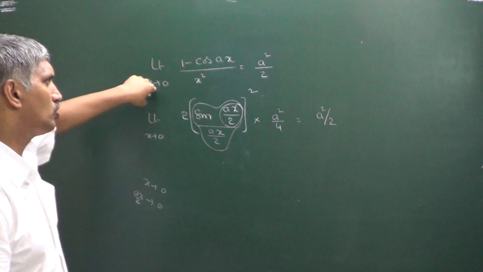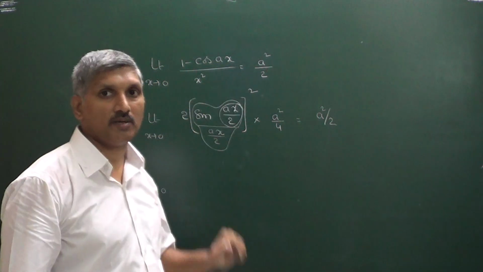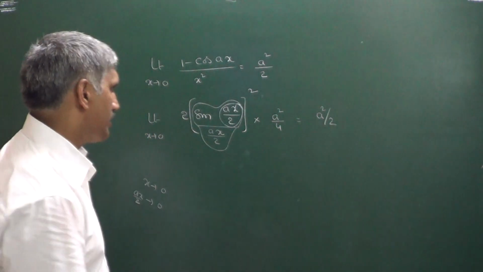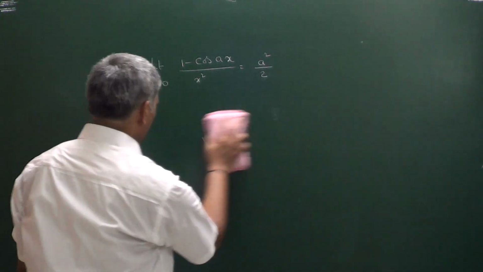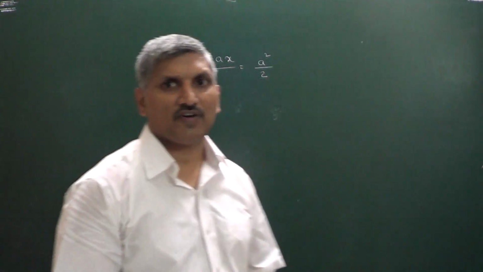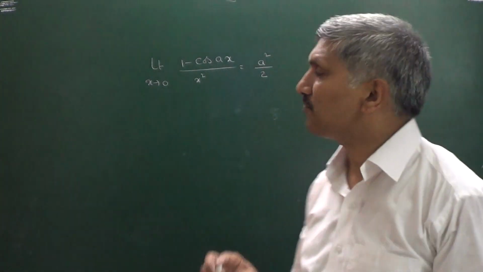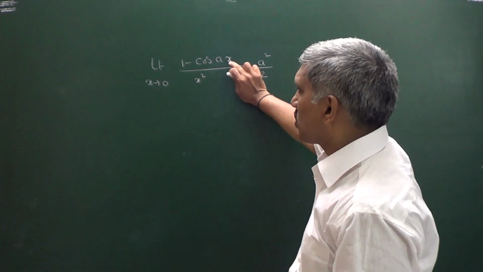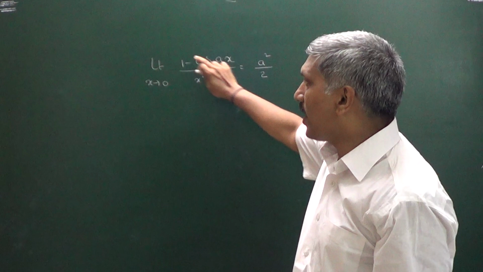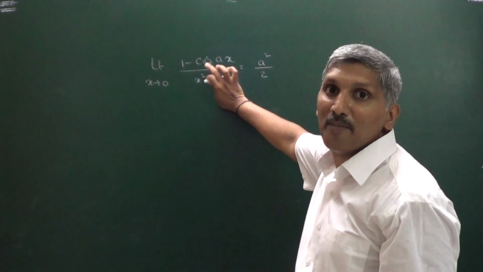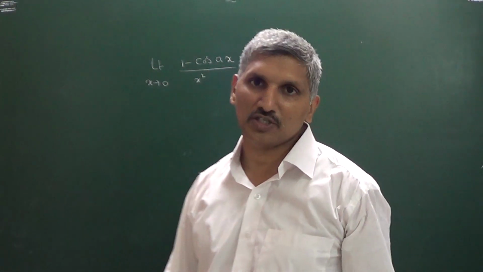Limit x tends to 0, (1 minus cos ax) divided by x square is equal to a square divided by 2. Sir, what happens if I apply the direct limit? Observe here, if you apply the direct limit, cos 0 is equal to 1, 1 minus 1, we are getting 0 by 0. So we are getting 0 by 0 form.